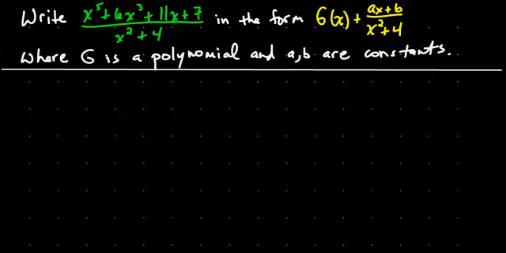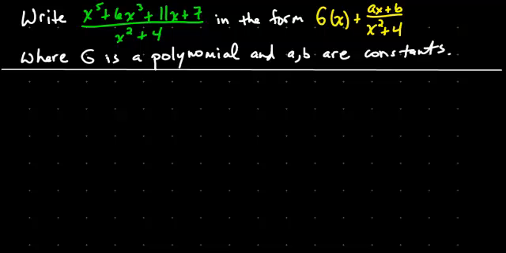In this video, we're going to talk about dividing two polynomials. This is how your book frames it. Write this rational function here in the form g of x plus (ax plus b) divided by (x squared plus 4), where g is a polynomial and a and b are constants.